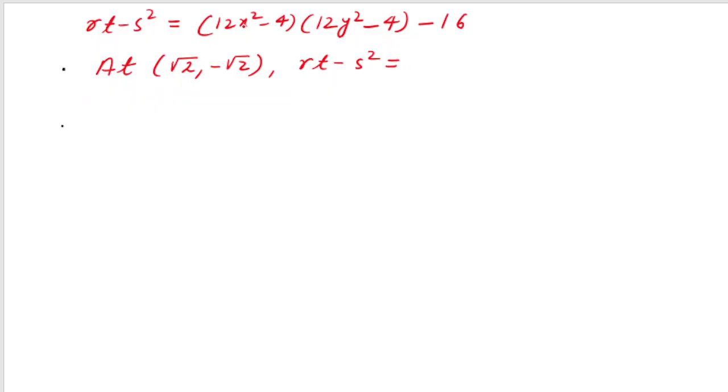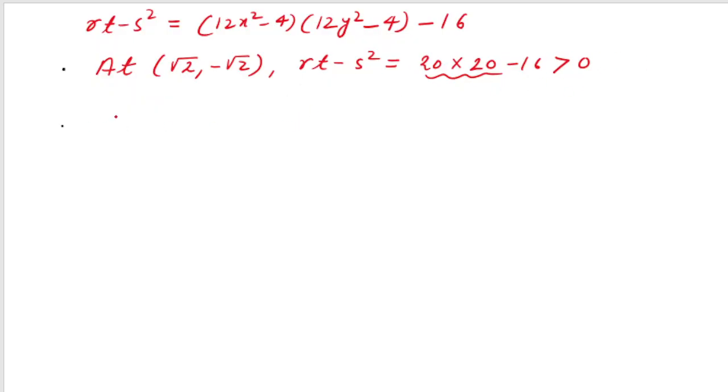So 12 into 2 will be 24, and 24 minus 4 will be 20, right, into... if I put y is equal to minus under root 2, so again 12 into 2, 24 minus 4 is 20, and minus 16. I am not going to evaluate, but one thing I am certain is that this is greater than 0. Positive, you can write after evaluating it.